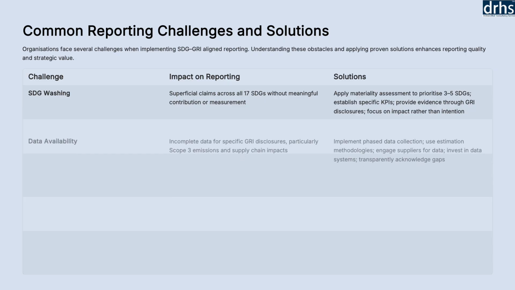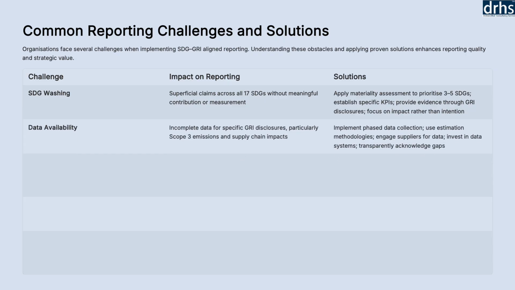Data availability. Limited or inconsistent data remains a major barrier, particularly for Scope 3 emissions, supply chain impacts, and social indicators. Fragmented systems and reliance on third-party data reduce accuracy and comparability. Organizations can address this by strengthening internal data governance, deploying digital ESG data platforms, and progressively engaging suppliers through standardized data requests, audits, and capacity-building initiatives.